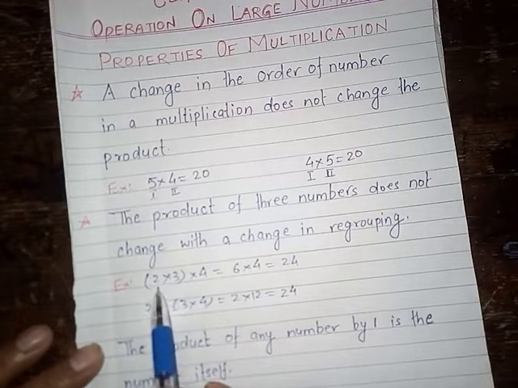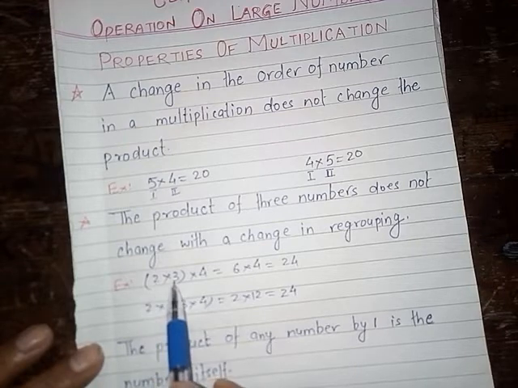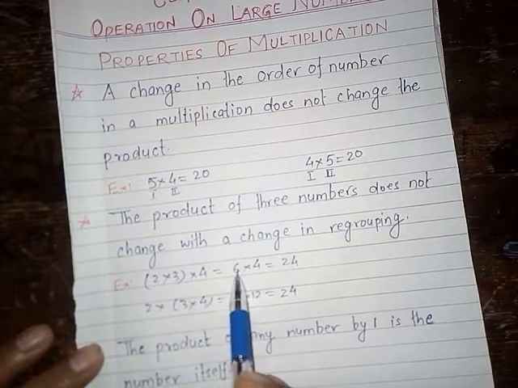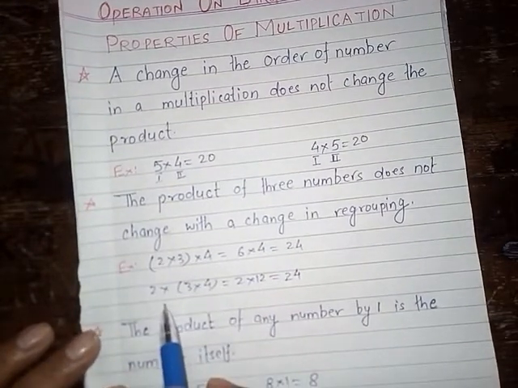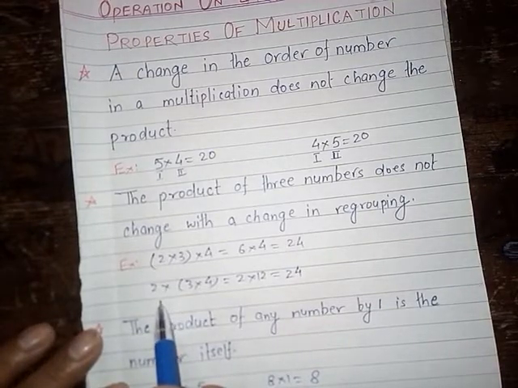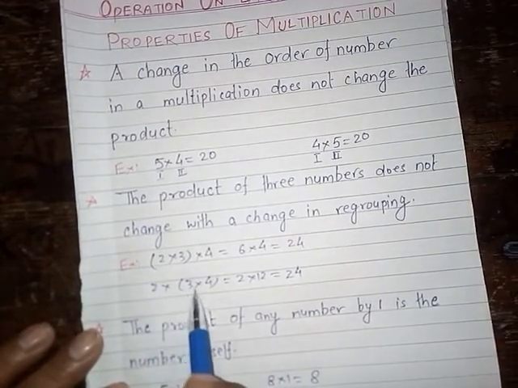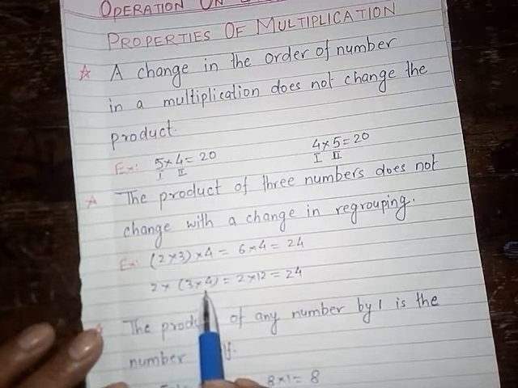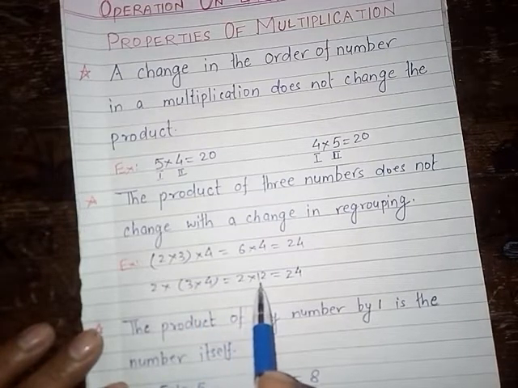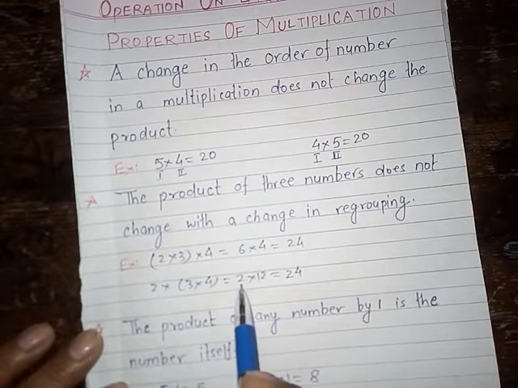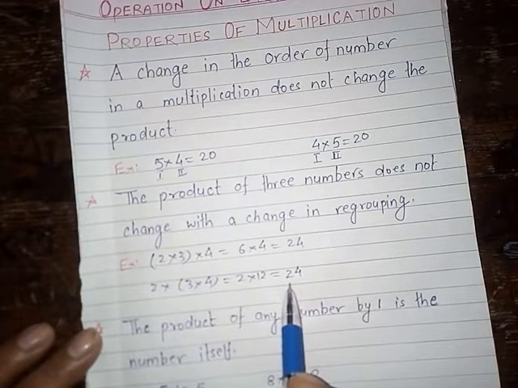As you are looking in the first example, we make a group for 2 and 3. So 2 3s are 6 and 6 multiplied by 4, then you will get 24. In the second example, in these three numbers 2, 3 and 4, first we make the group for the second and third number and we will find out the product. So 3 4s are 12. Then 12 multiplied by 2, you will get 24.